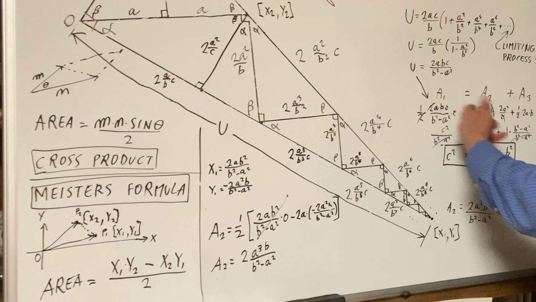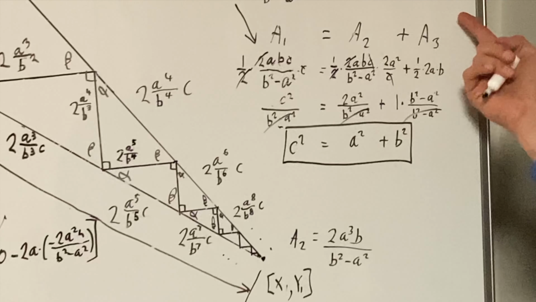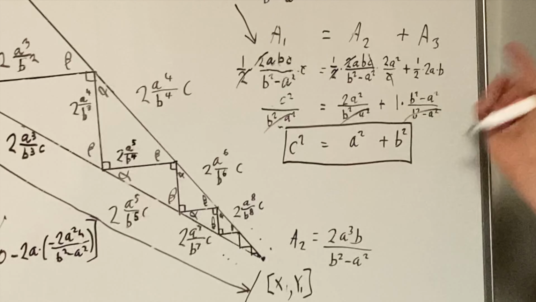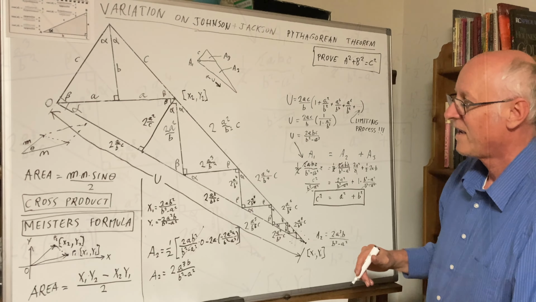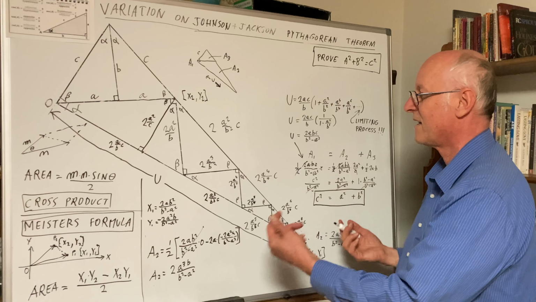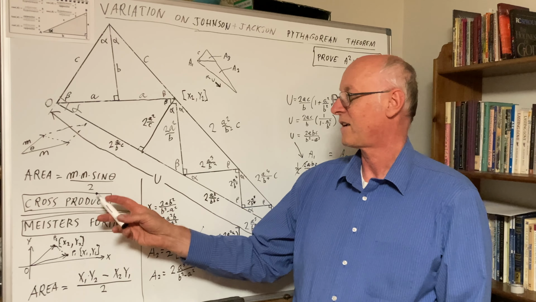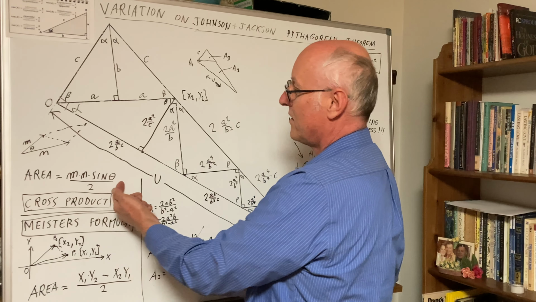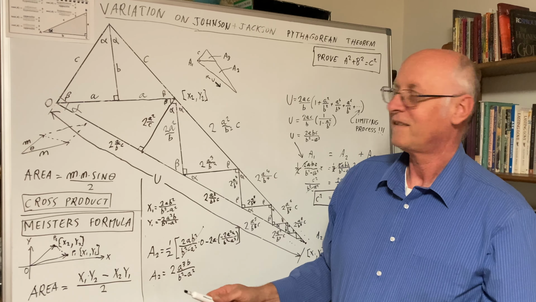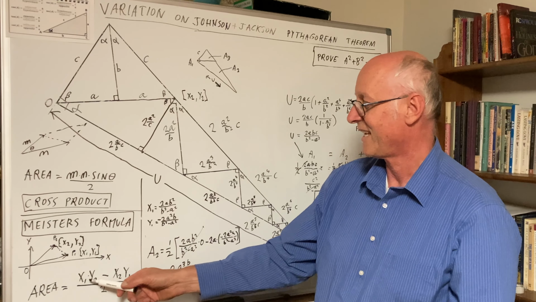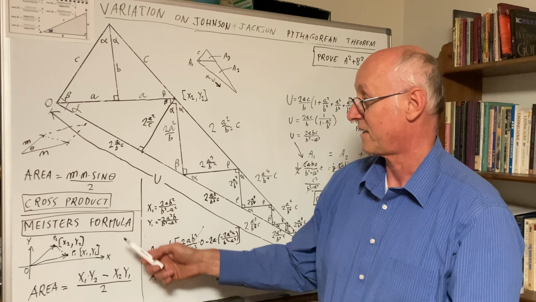When you plug it all together, just like we did with previous videos, A1 equals A2 plus A3, things cancel out, and you get c squared equals a squared plus b squared. Pretty simple. So you can see the different approaches here. Essentially, here we had the cross product, mn times sine theta over 2, and Meister's formula, that's a determinant, x1 y2 minus x2 y1, the whole thing times 1/2 because it is a triangle.